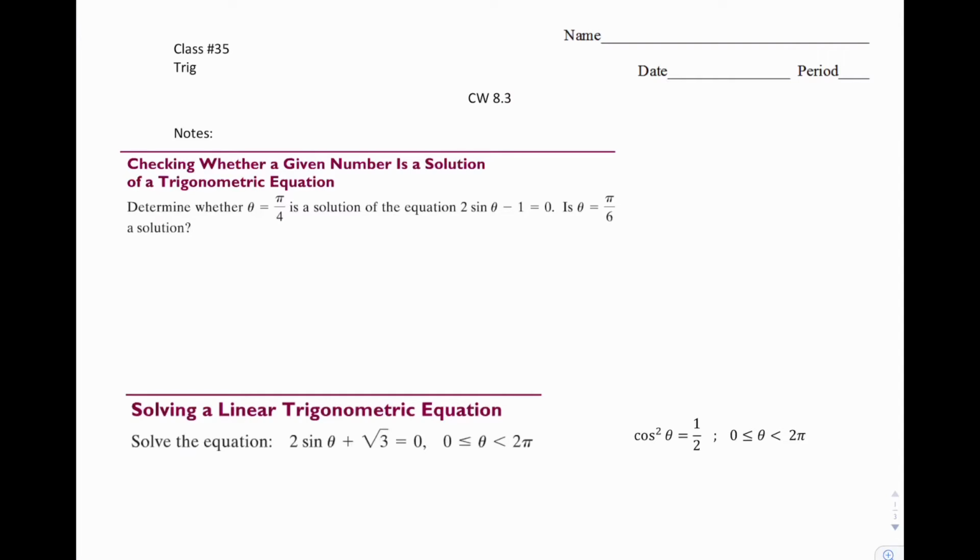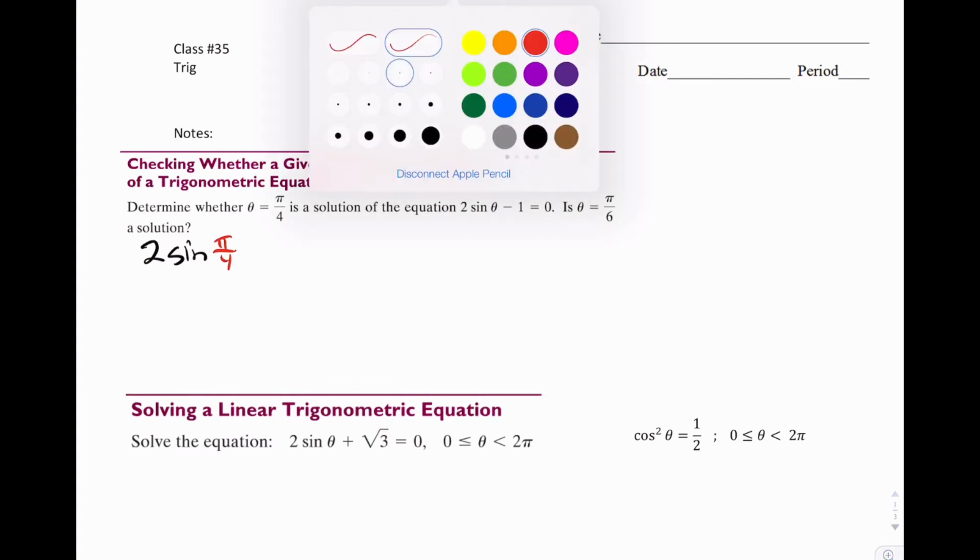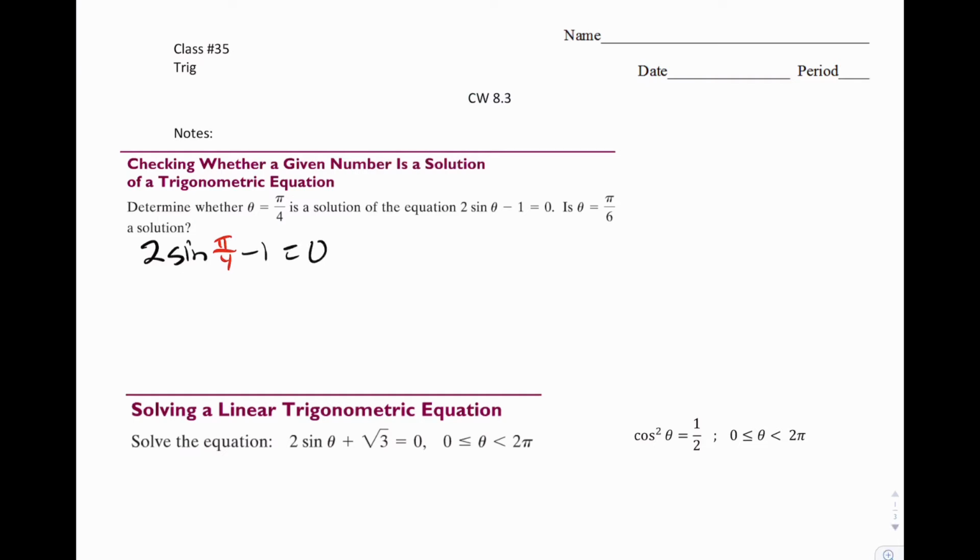So the first question says, determine whether theta equals pi over 4 is a solution of this equation. So let's plug it in. 2 sine, notice how I'm going to plug in pi over 4 for theta, and we're going to see if this actually works. So 2 sine pi over 4, that would equal root 2 over 2. Minus 1 equals 0. Cancel. Root 2 minus 1 equals 0. That's not true. Therefore, pi over 4 is not a solution.